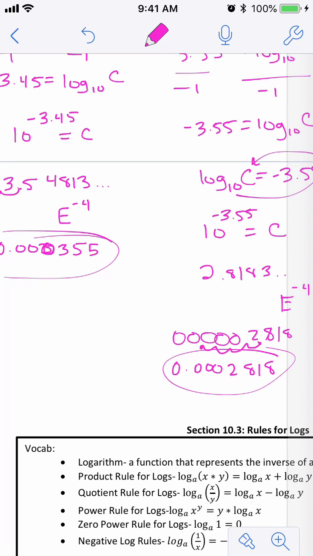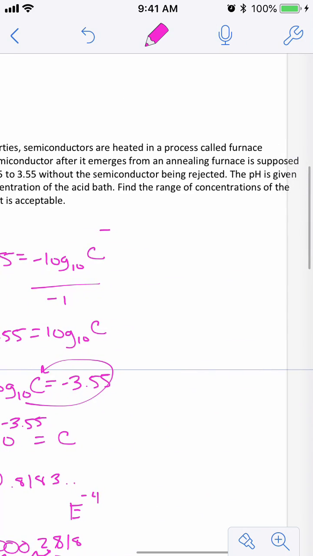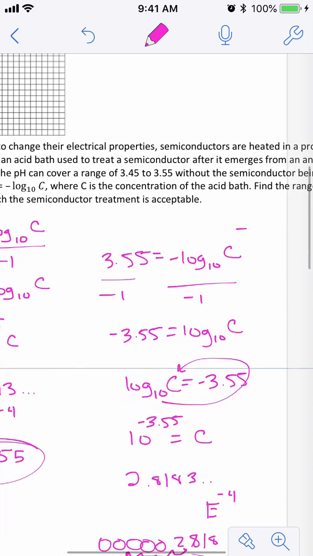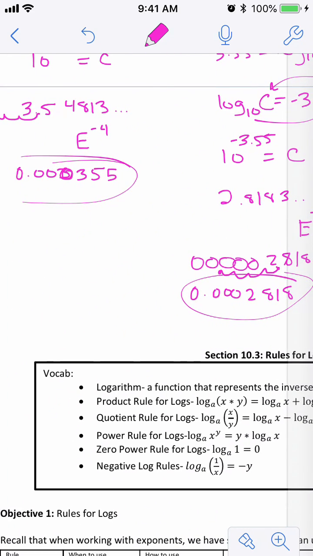That is what the solution bath can be without the semiconductor being rejected. And that would be the range, I believe. Yeah, it just says range. Okay. And that's what we have as an answer. So sometimes we can see that if we have a log in our equation, we can just convert it and get back to solving for that situation.